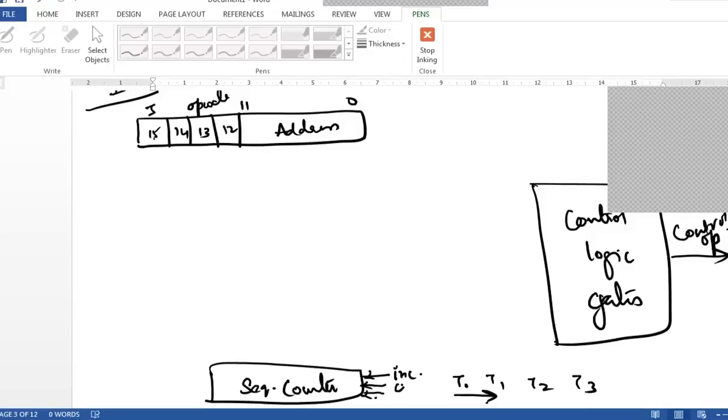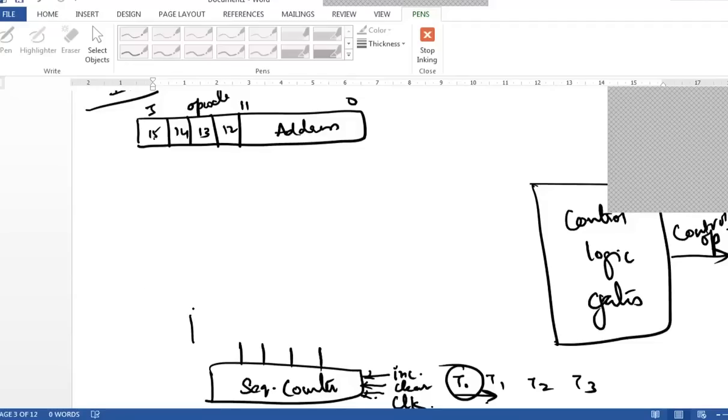Then I'll have a clear signal. Any counter will have a clear signal, which helps me restart my counter from time 0. The third signal is my clock, which helps me increment this counter at regular time intervals. Depending upon the frequency of my clock, it would change the timing signal from T0 to T1, T1 to T2, like that.